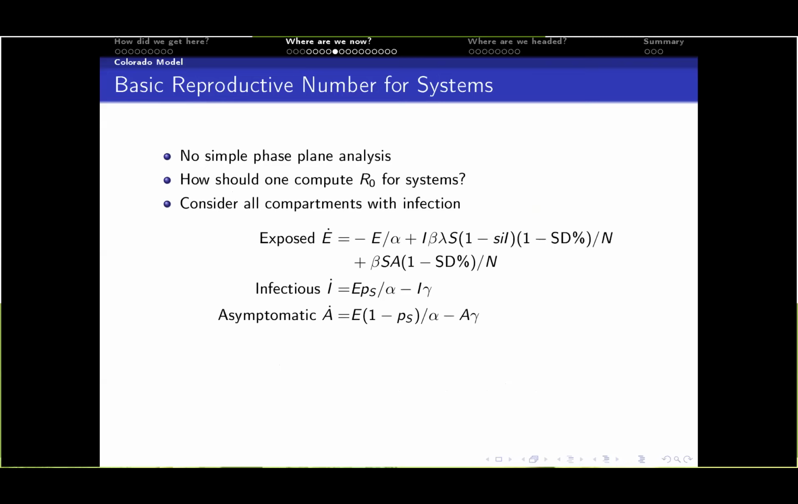You consider all the compartments that have infections. So this is exposed, infectious, and asymptomatic. And I should say all compartments with infection that can infect other people. Presumably, once you get in the hospital, personal protective equipment and all sorts of precautions are being taken, so that someone who's in the hospital is not going to be infecting the staff at the hospital. That's our assumption, and as far as I understand, that's what's going on in the Colorado hospitals. So that gives the vector X: exposed, infectious, and asymptomatic.